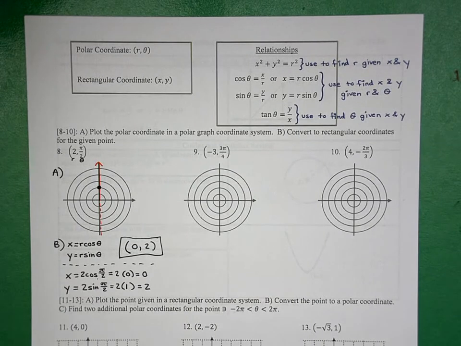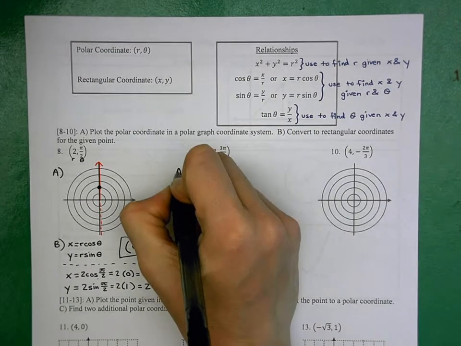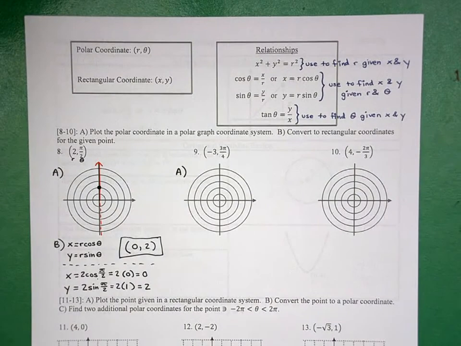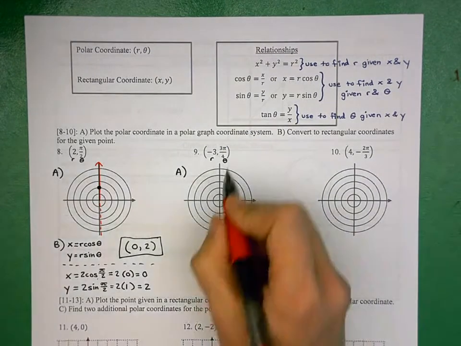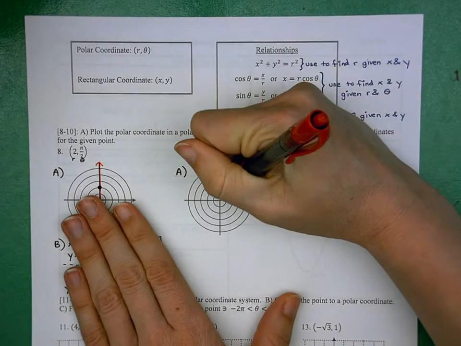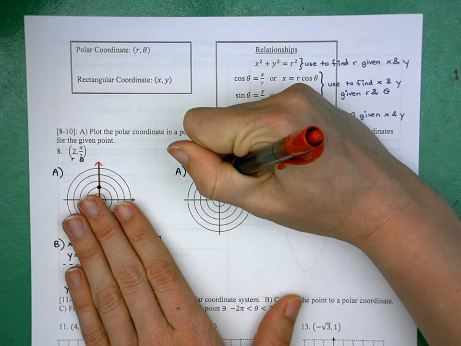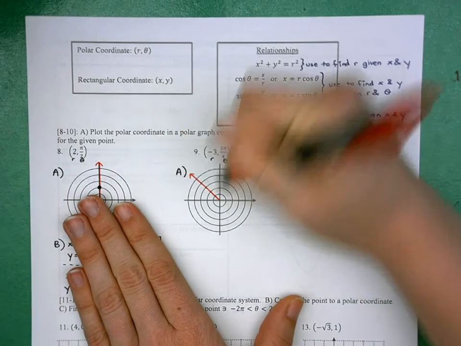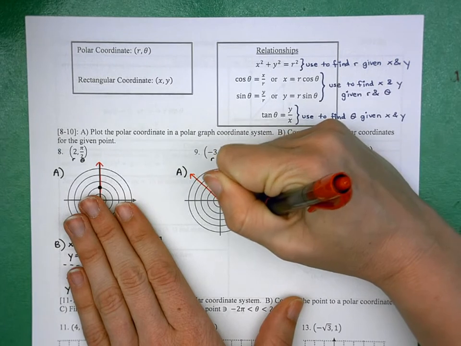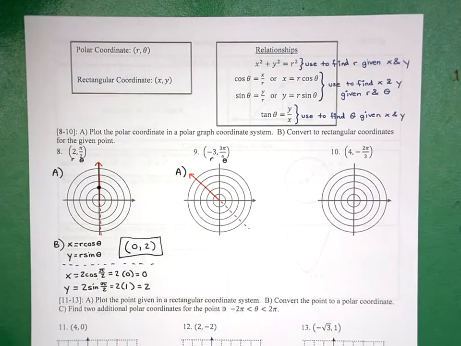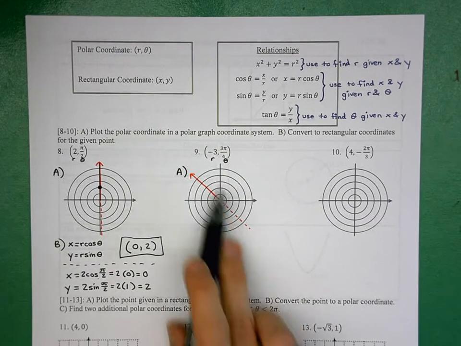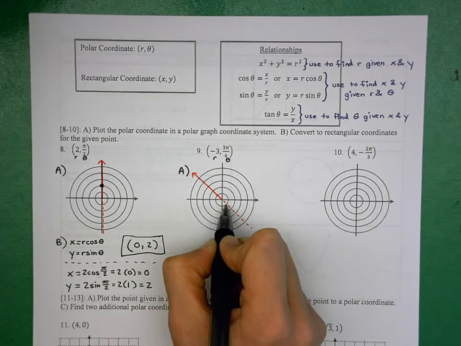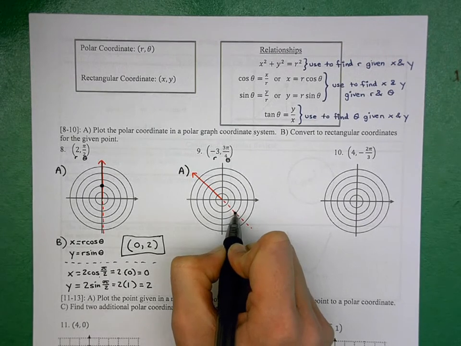Okay, number 9. Number 9, we have first up our graphing. So theta, 3 pi over 4, is my theta here. Where would 3 pi over 4 be? Well, that's the 45-degree angle in the second quadrant. Okay, -3, so we're moving away from that radial line. So I'm going to be down here on the dotted line, and we're moving 3 in that direction. So 1, 2, 3. Puts me right there.